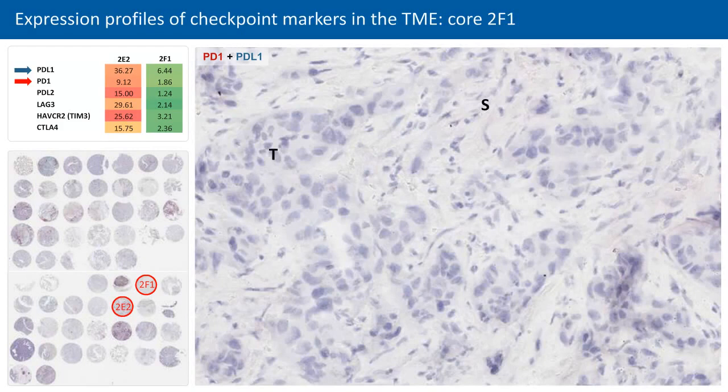In this cold tissue core with very low inflammatory cell infiltrate, multiple tumor and stromal areas are visible, with one of each highlighted. In contrast with the hot 2E2 core, expression for the checkpoint markers PD-1 in red and PD-L1 in green is low to none, which can be seen in this representative image over here.